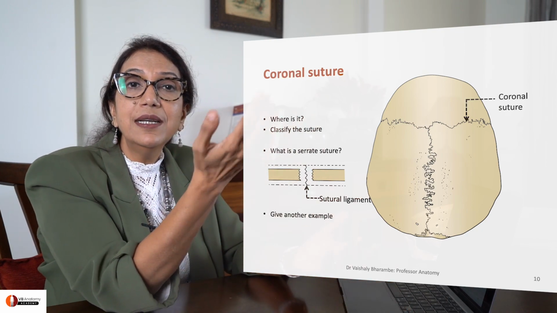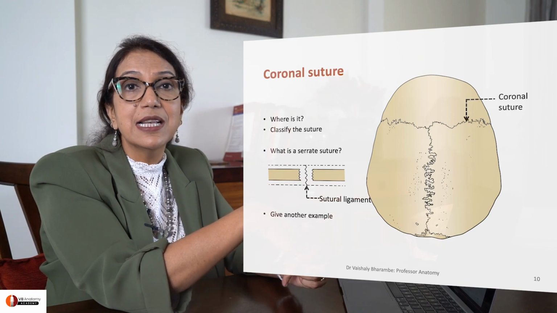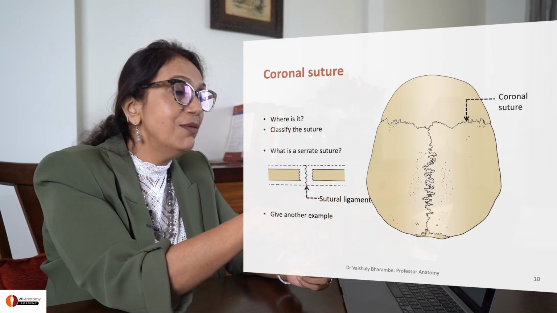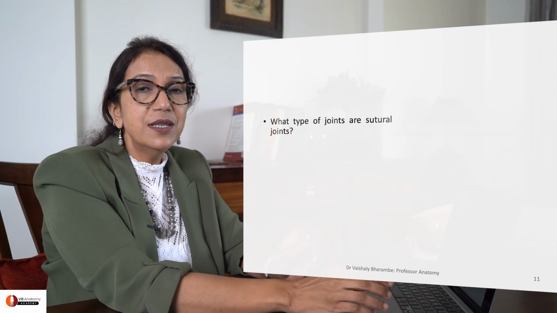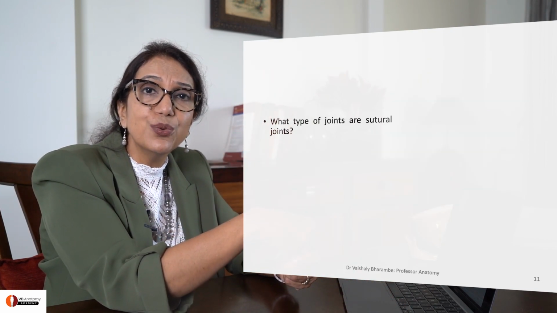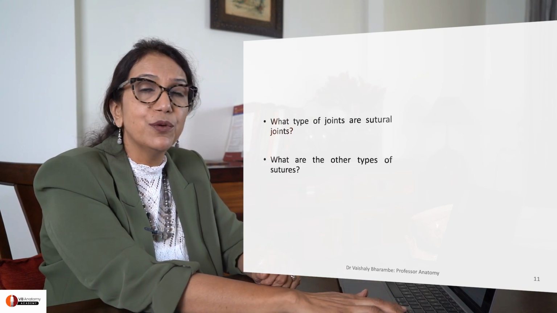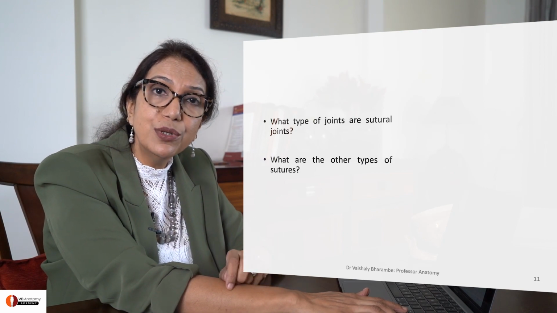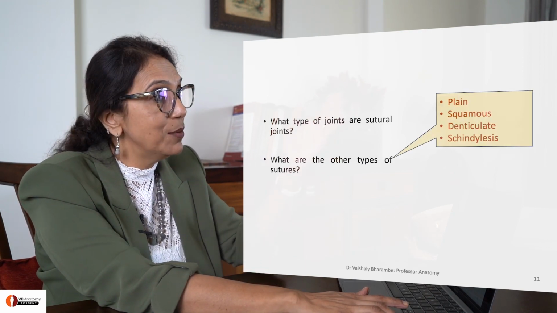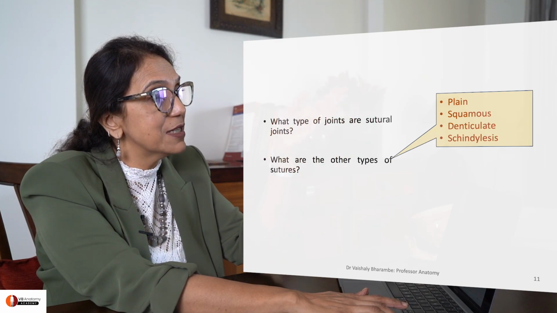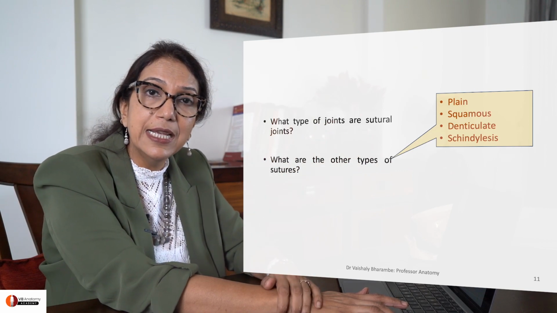Are there any other examples of serrate sutures in the skull? Definitely yes. The sagittal suture is an example of a serrate suture. What kind of joint is this? It's a fibrous type of joint. Are there any more sutures in the skull? Yes, there are many more, classified as plain suture, squamous suture, denticulate suture, schindylesis.